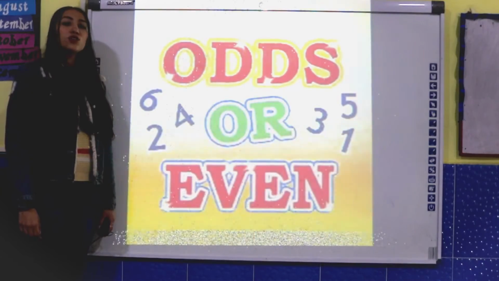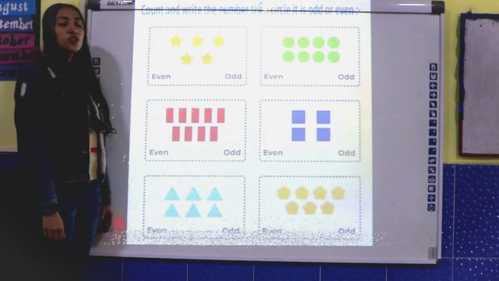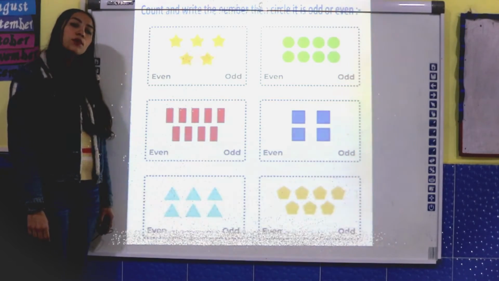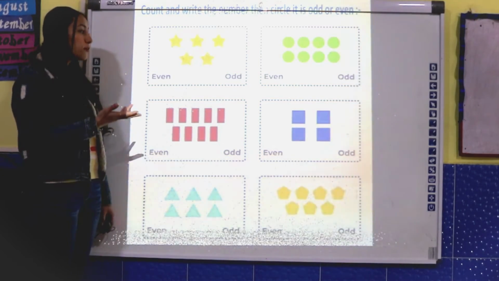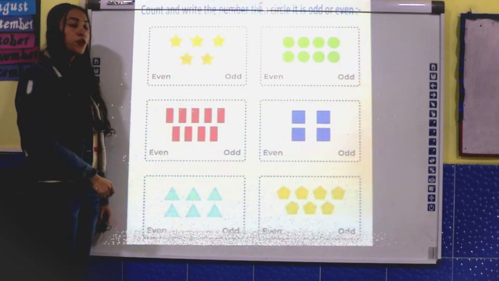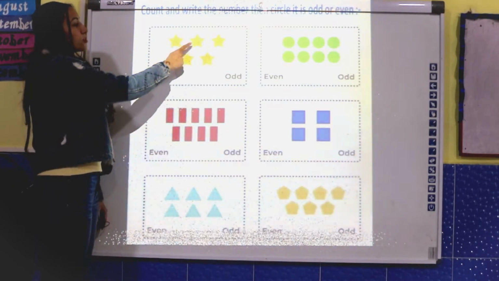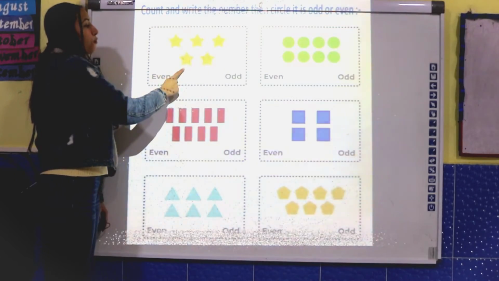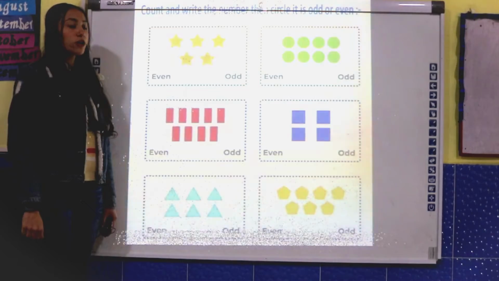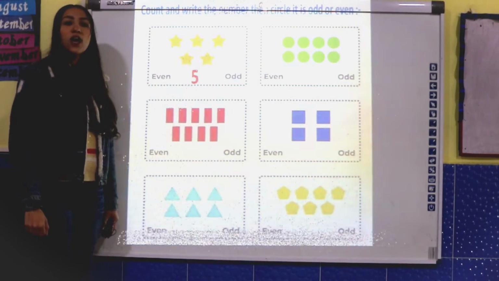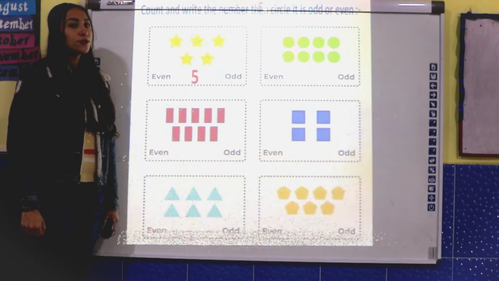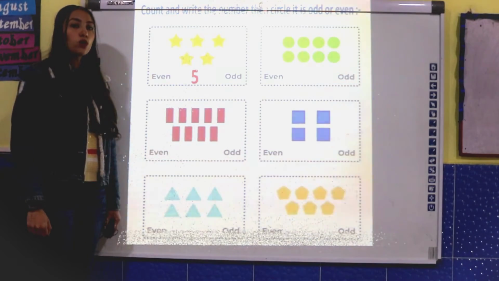Okay, KG, now let's solve our sheets. The first sheet we have, you will count the number of shapes, write the number, and then circle if it's an odd number or an even number. Let's start with the first one we have here. Let's count. 1, 2, 3, 4, and 5. I have here 5 stars. And who can tell me, number 5 is an odd number or an even number? Yes, number 5 is an odd number.